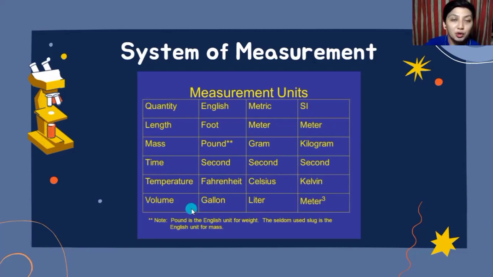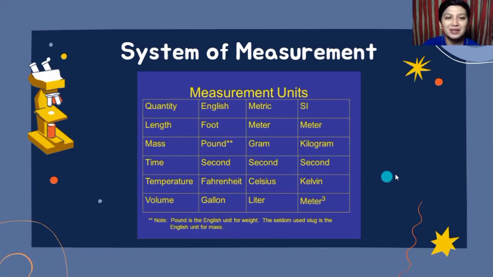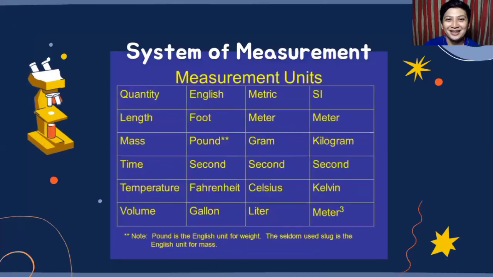And of course, we have volume. We have gallon in English, and here in metric, we have liter. For SI, we have cubic meter. Take note of this: pound is the English unit for weight, though seldom used, and slug is the English unit for mass. So when you encounter pound, foot, Fahrenheit, and gallon, you are in the English system.